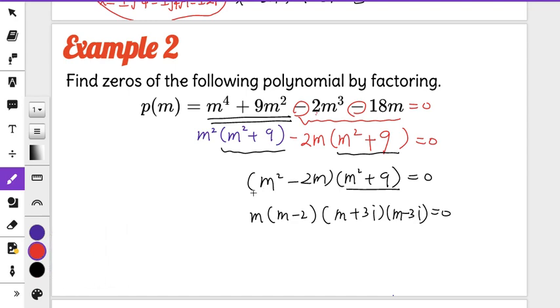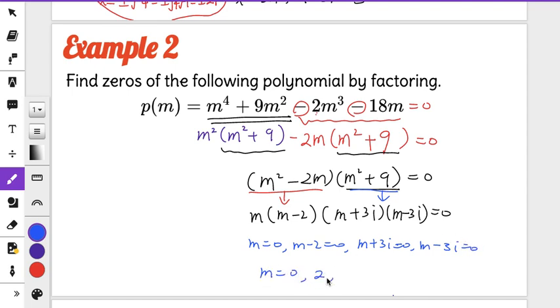So let's write down. Just remember, this is how we do this. And the second part is coming from this one. So the first one, I separate into 2, and the second part, I separate into 2. So 1, 2, 3, 4. We have 4 possible solutions. So m can be 0, 2, negative 3i, or positive 3i, right?